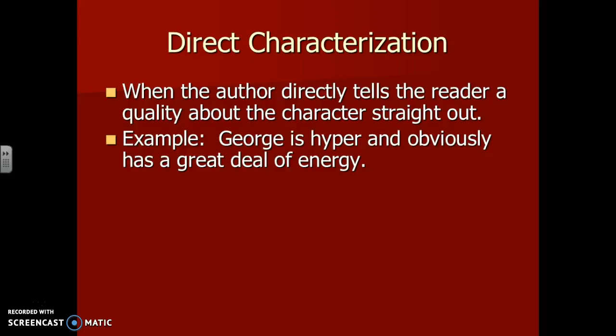So direct characterization. The author directly tells the reader about the quality of a character straight out. This is where we get a lot of physical descriptions and aspects like that, like eye color, hair color, energy levels. So an example here: George is hyper and obviously has a great deal of energy. So this shows us as readers directly what George is like. We know exactly what to expect. We know he's hyper and we know he's energetic.